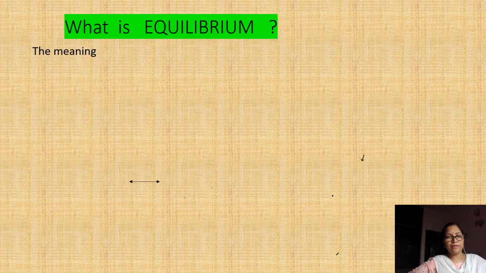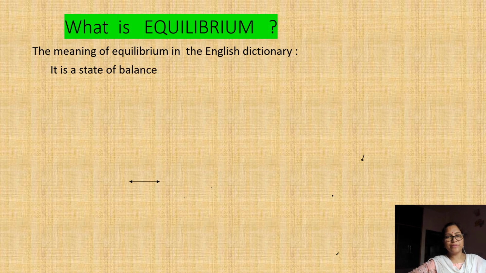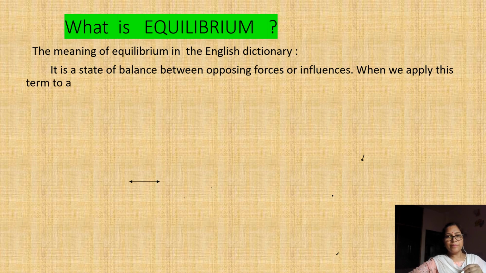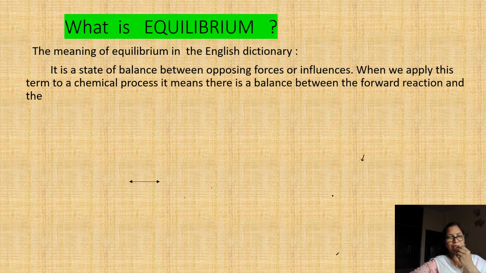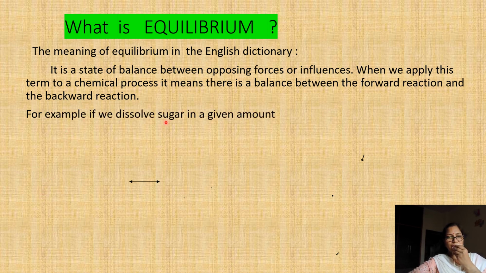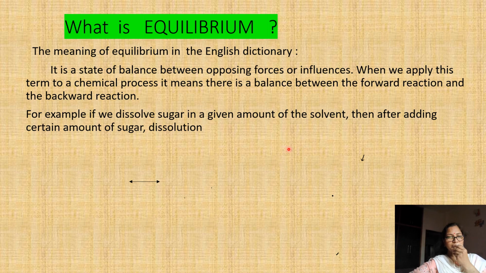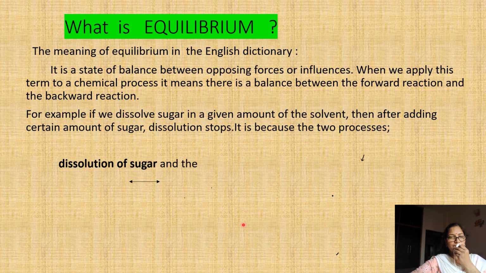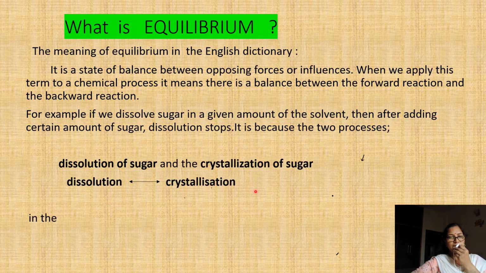Now what is equilibrium? The meaning of equilibrium in the English dictionary means a balance between two opposite forces. Similarly, when we apply this term to chemical process, there is a balance between the forward reaction and the backward reaction. For example, if we dissolve a given amount of sugar in a given amount of solvent, then after adding certain amount of sugar, dissolution stops. It is because the two processes are in equilibrium, that is, dissolution and crystallization are in equilibrium with one another.